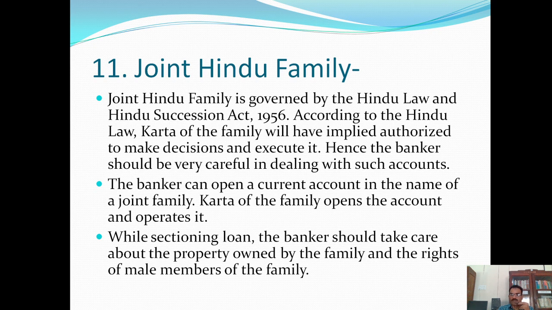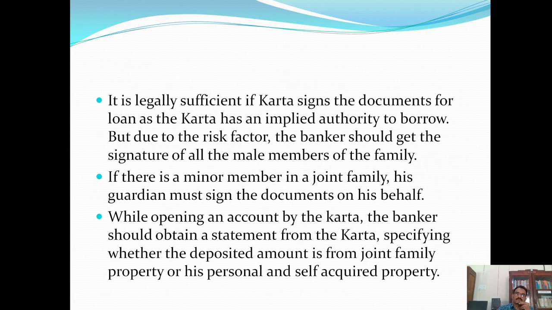The banker can open a current account in the name of a joint family. Karta of the family opens an account and operates it. While sanctioning a loan, the banker should take care about the property owned by the family and rights of male members of the family. It is legally sufficient if Karta signs the document for loan, as the Karta has an implied authority to borrow. But due to the risk factor, the banker should get the signature of all the male members of the family. Signature of Karta is sufficient, but it is better to get the signature of all the male members of the family. If there is a minor member in a joint family, his guardian must sign the document on his behalf.